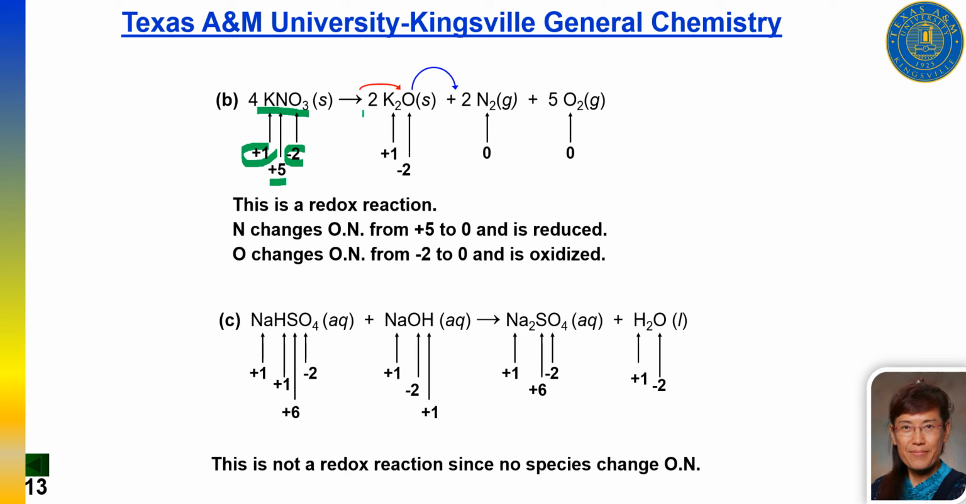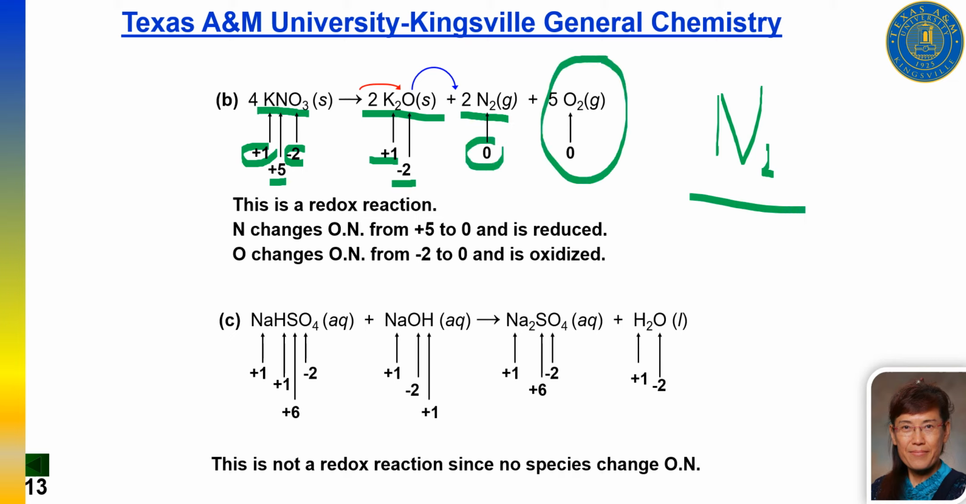And you produce potassium oxide, potassium still +1, oxide -2. You produce nitrogen. Nitrogen is a gas, an element by itself. Any element by itself has oxidation number 0. Oxygen by itself, oxidation number 0. Therefore, oxygen and nitrogen are both subject to the oxidation number change.